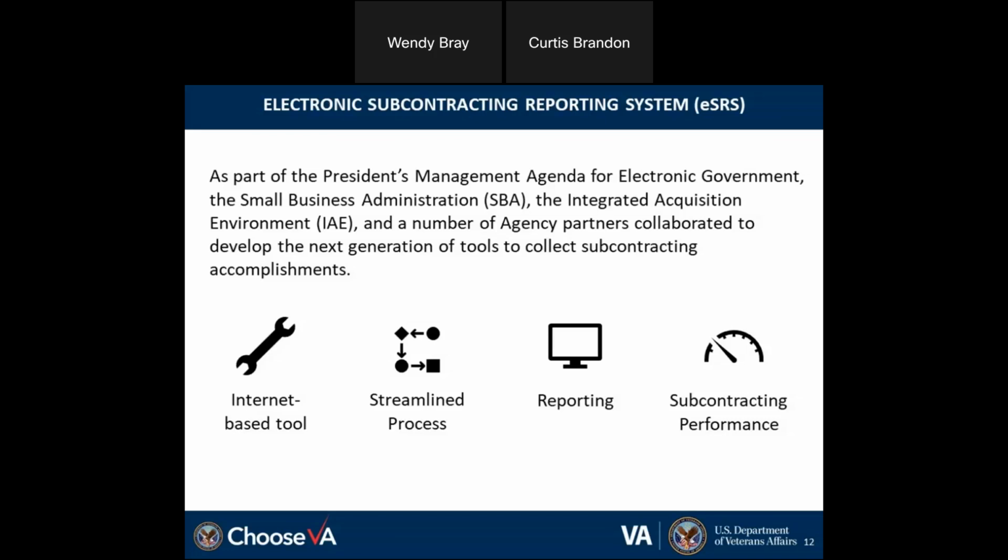Now, this report also collects subcontract awards for HBCUs and minority institutions, also for the Department of Defense, the National Aeronautics and Space Administration, NASA, as well as the Coast Guard.